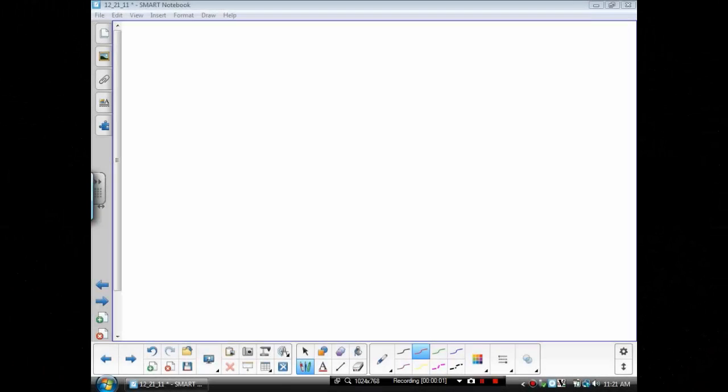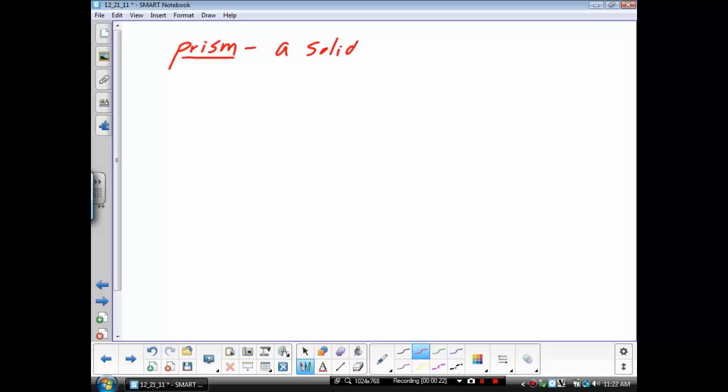We are going to be talking about prisms. A prism is called a solid. Solids are three-dimensional. Anything that is three-dimensional is called a solid. A prism is a solid that has two parallel, congruent, polygonal bases.